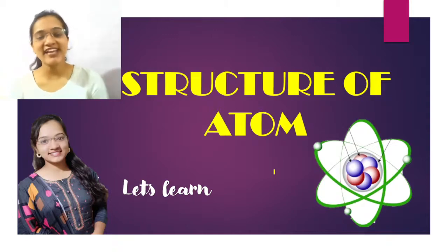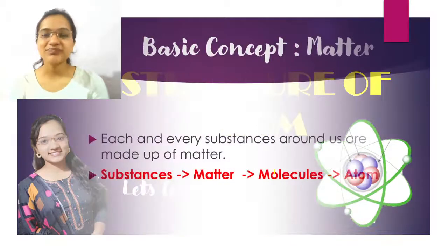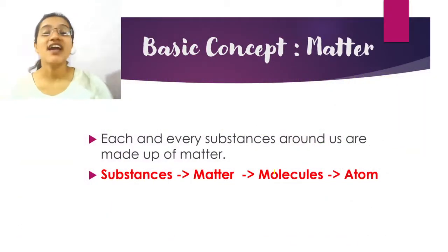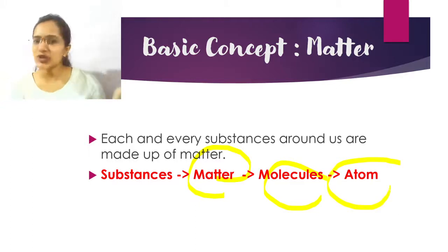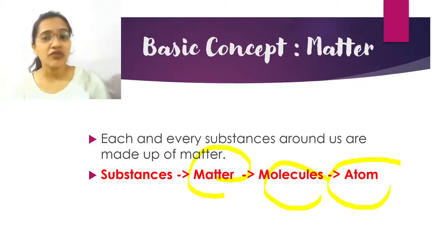If you don't have any idea about the atom and what the structure of an atom looks like, let's begin with this session. First we should know that any substance which is surrounding us is made of matter. And when we go inside the matter, we know that this matter is made of molecules, and molecules themselves are made of atoms. So in short, everything which we see around us has a smallest unit, and that is nothing but the atom.